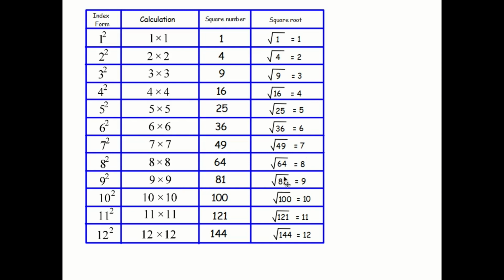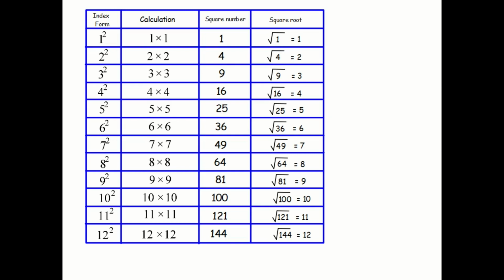Here, the square root of 81. What number have you multiplied by itself twice to get 81? 9. So we say the square root of 81 is 9. So again, as you can see, you've got a pattern. Look, 1, 2, 3, 4, 5, 6, 7, 8, 9, 10, 11, 12. They are the square roots. So I'd again recommend that you know your square numbers.